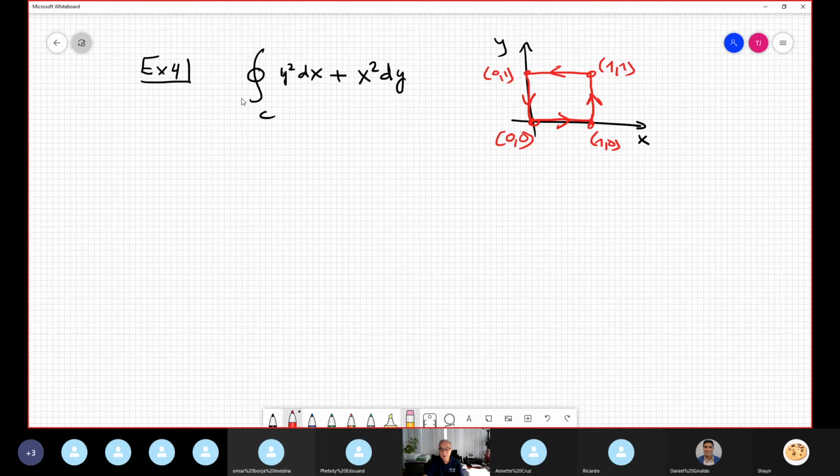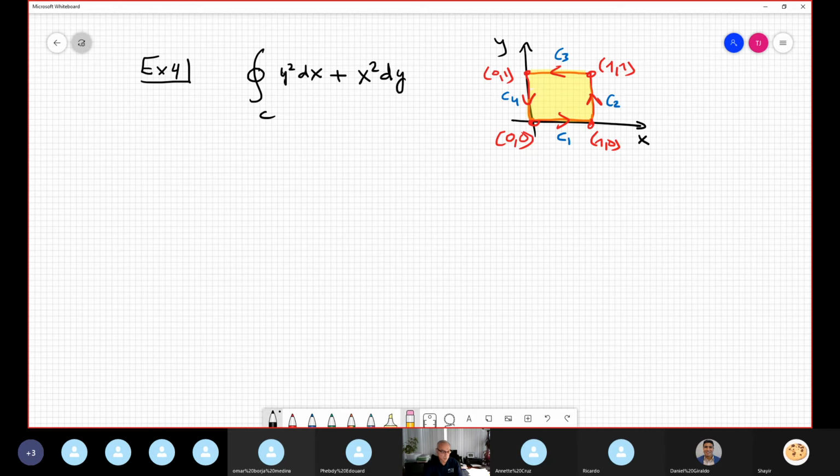Okay, this is the problem. What should I do? Parameterize these four segments, and compute the line integral on C1, C2, C3, and C4. No, it's crazy. You take advantage of Green's theorem, and compute the double integral over the square, okay, super easy.